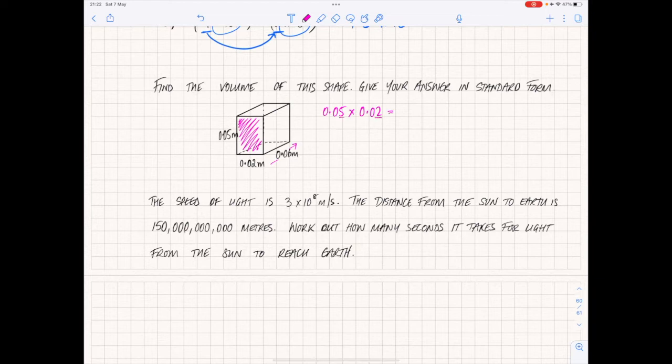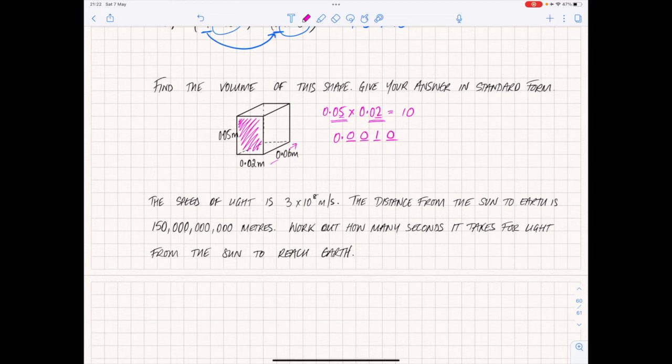Now I know 5 times 2 is 10, but you need to make sure that actually there are 4 decimal places in this question. So when I'm working that out, I should then have 0 point and 1, 2, 3, 4 decimal places. Now I already know that 5 times 2 is 10, so the 1 and the 0 make up 2 of those decimal places. I can then add another 2 on to it.